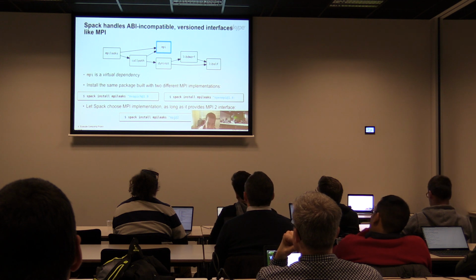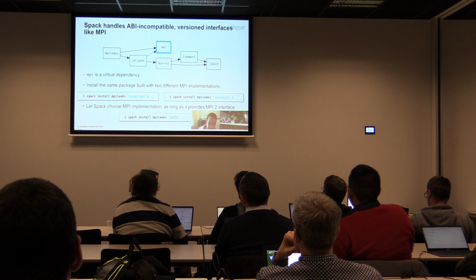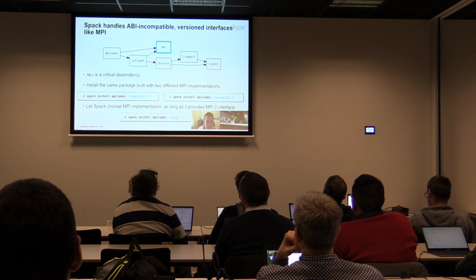And then finally, you can be non-specific. You can just say install it with some MPI 2 implementation at the bottom there. And that's all encoded in the package file. So we know which MPI implementations provide which version of the interface.